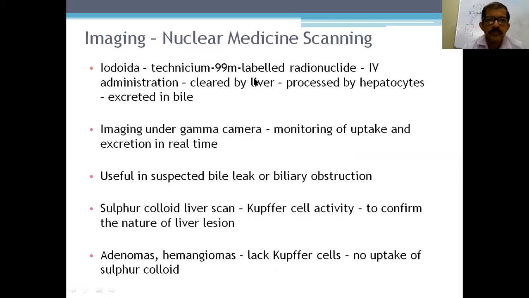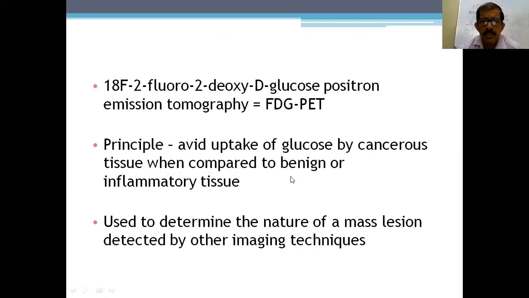Next, of course, there is nuclear imaging also. Nowadays, I don't think it is used much. There are so many. Sulfur colloid was used previously for Kupffer cell activity, where Kupffer cell adenoma may be there. But that is not important for you. FDG PET is the one which they do for PET scanning.